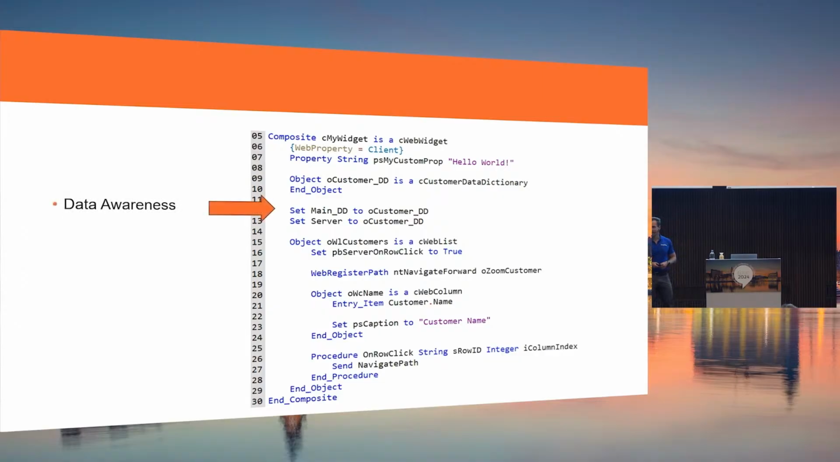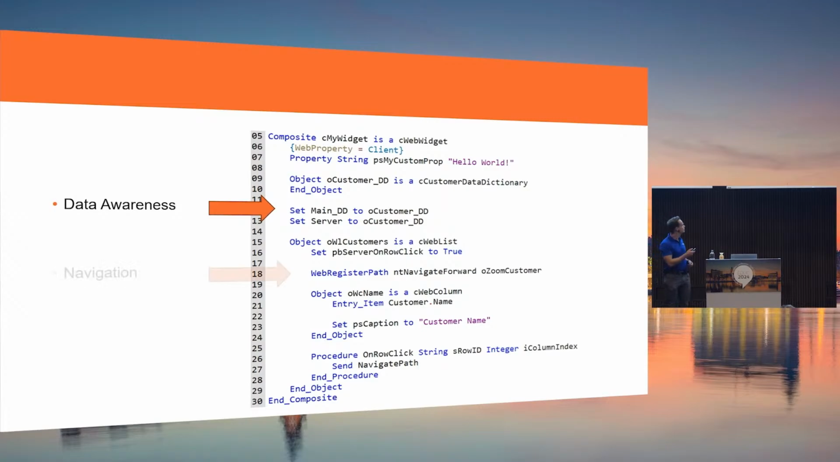Well, here we go, data awareness. Well, so you were very close, yeah. These things, they can be data aware. You can put a data dictionary in there, and because you can use data dictionaries, because you can make these things data aware, you can also use entry items on this web column in the list.